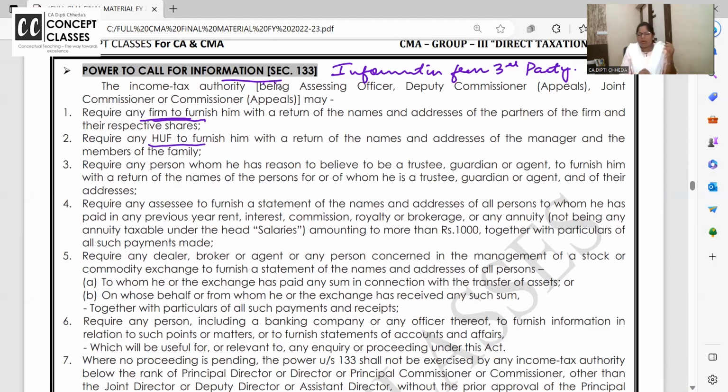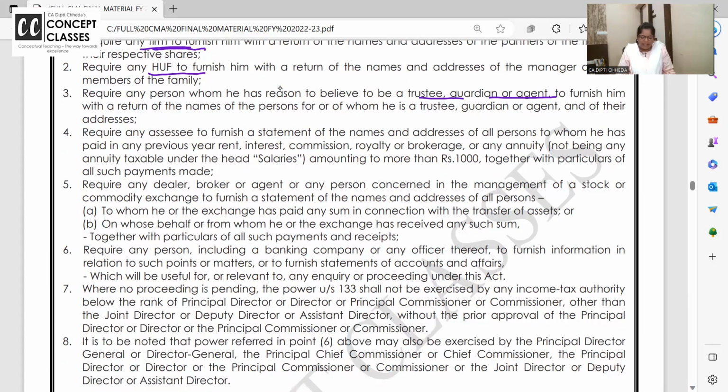Require information from HUF. Require any person who has reason to believe, trustee, guardian and all, to furnish all the details. Require any SSC to furnish a statement of name and address of all the persons to whom he has paid rent, interest, commission, royalty, brokerage or annuity.